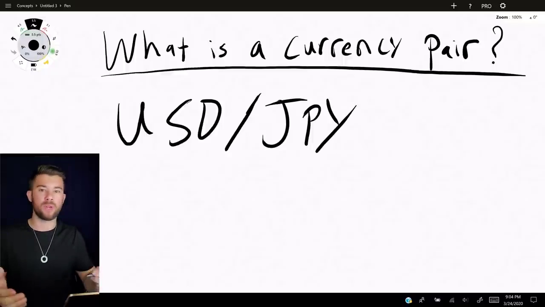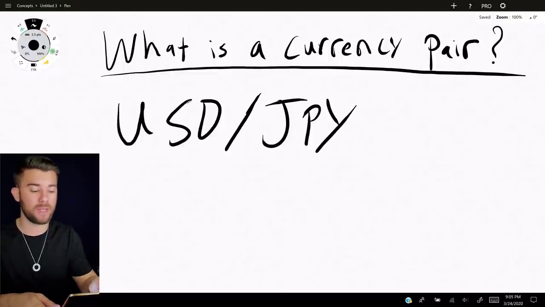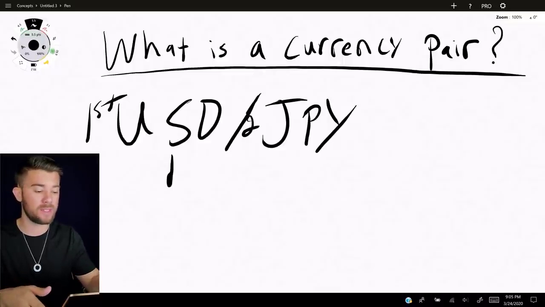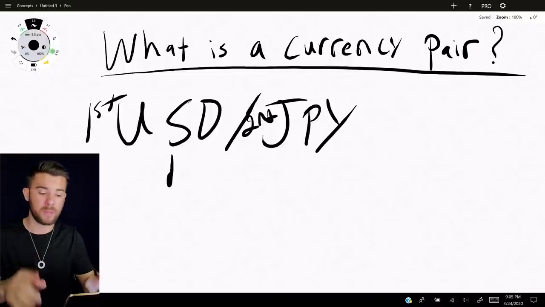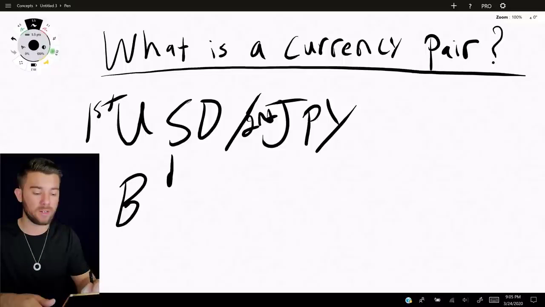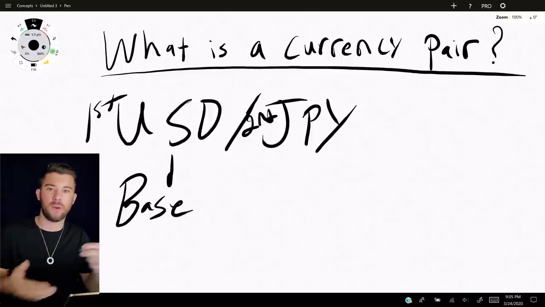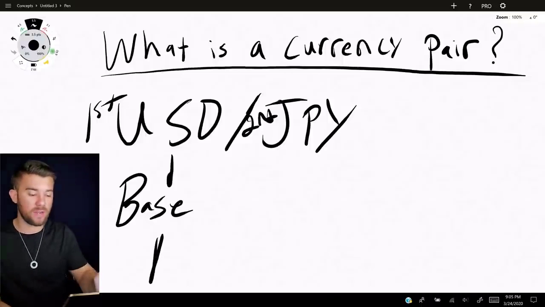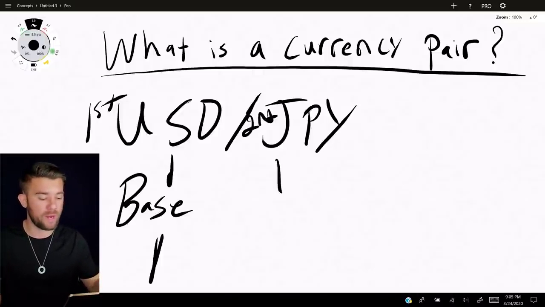With the dollar yen, which one of these pairs is a base pair? Is it the dollar or the yen? Hopefully you said the dollar, right? Because the dollar is the first pair in the equation. The yen would be the second pair in the currency pair. So with the dollar being the first pair, that means it is the base currency of this currency pair. With it being the base currency of this pair, what's its value always equal to? 1. When you're looking at the valuation of a currency, this value is always going to be equal to 1. The JPY is what? It's called the quote pair.